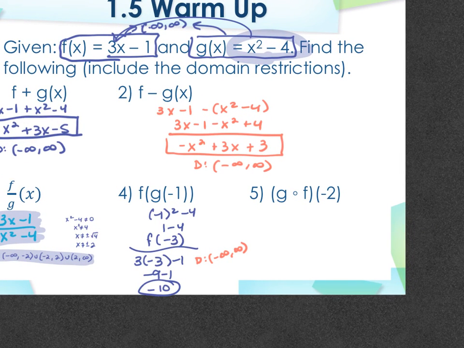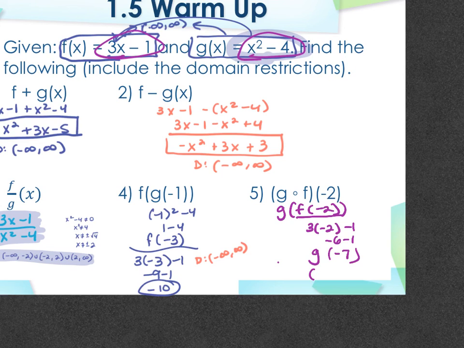Other way around. So that's what 5 is, right? 5 says g of f of negative 2. So I would do g of f of negative 2. I'm going to plug negative 2 into the f first. 3 times negative 2 minus 1, negative 6 minus 1, which is negative 7. And then I find g of negative 7, so I plug that here. Negative 7 squared minus 4 is 49 minus 4, which is 45.